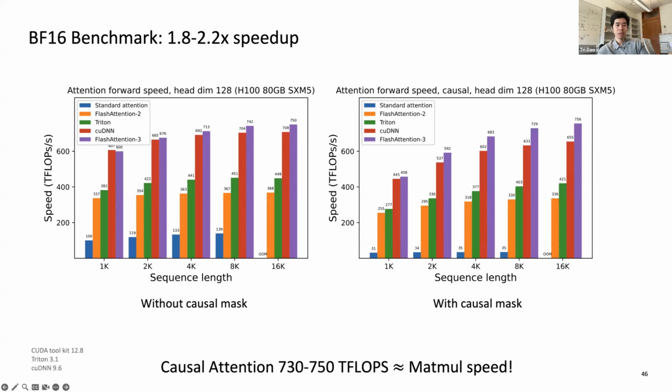And you can get, even for causal attention, 730 to 750 teraflops per second, which is around matrix multiplication speed, which is actually crazy to think of, because this is actually quite a bit more complicated than matrix multiply, right? And matrix multiply is pretty much the most optimized operation on the planet. And so we've gotten pretty close to matrix multiplication speed.